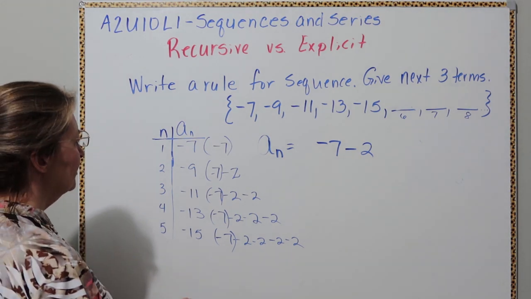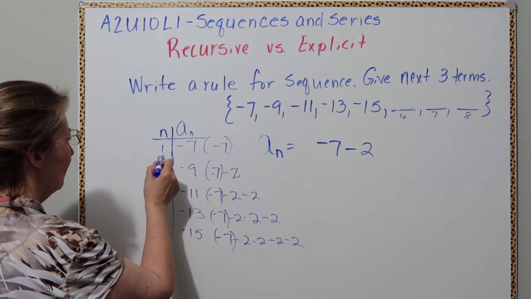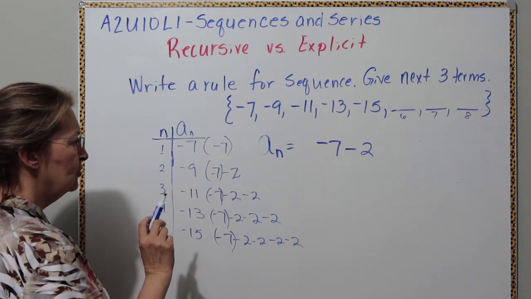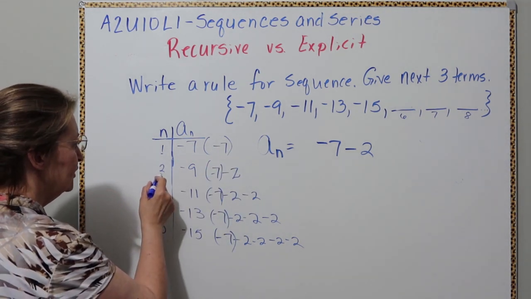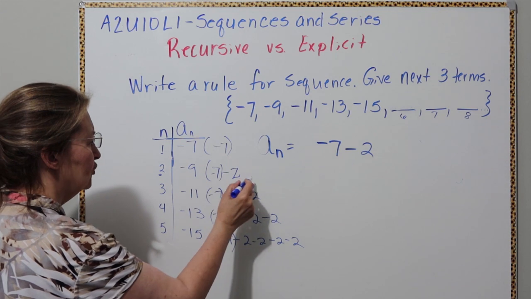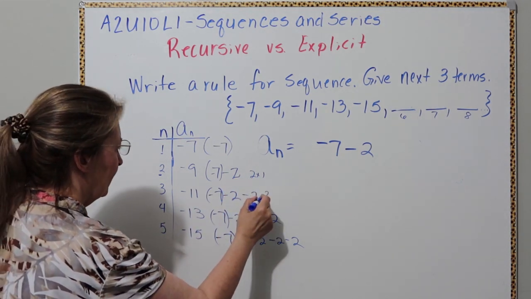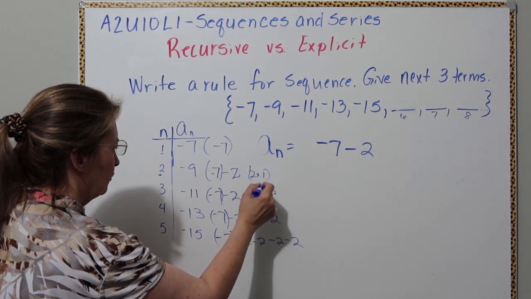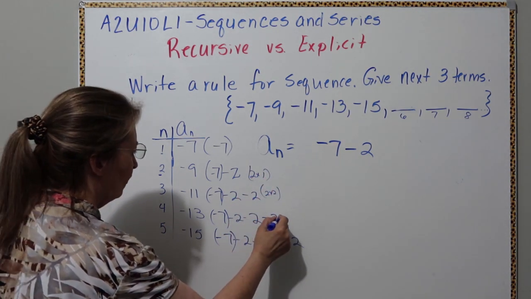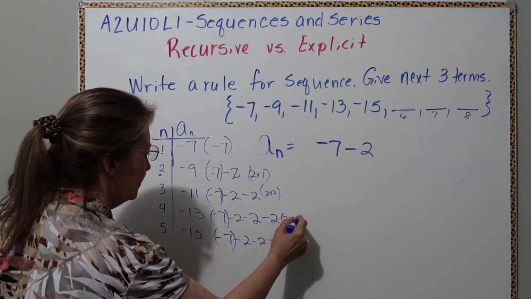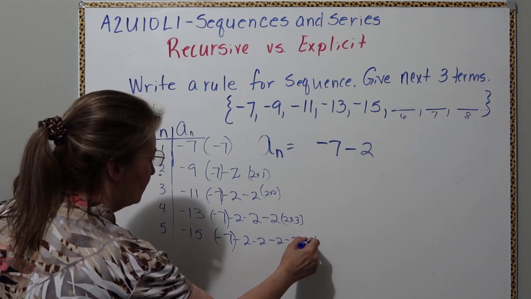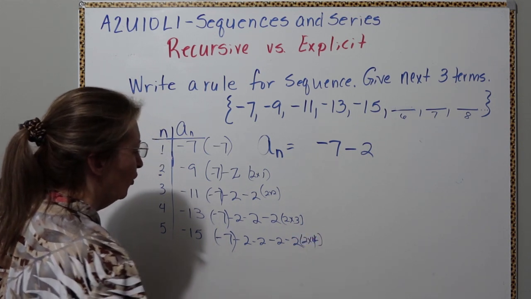Let's see what the relationship of 2 was. Here for my first term, I had no 2 at all. Here for my second term, I had 1 2. Here for my third term, I had 2 2s. Here for my fourth term, I had 3 2s. And for my fifth term, I had 4 2s.